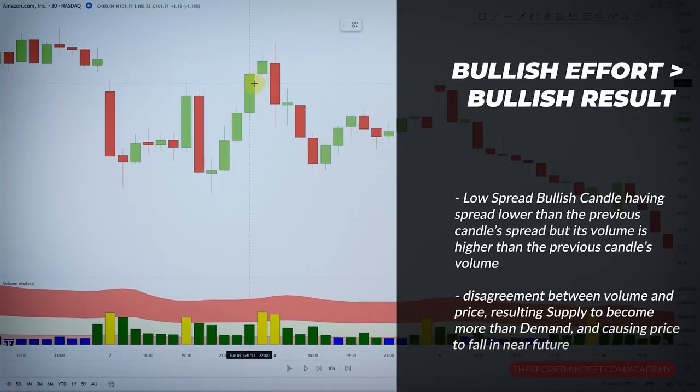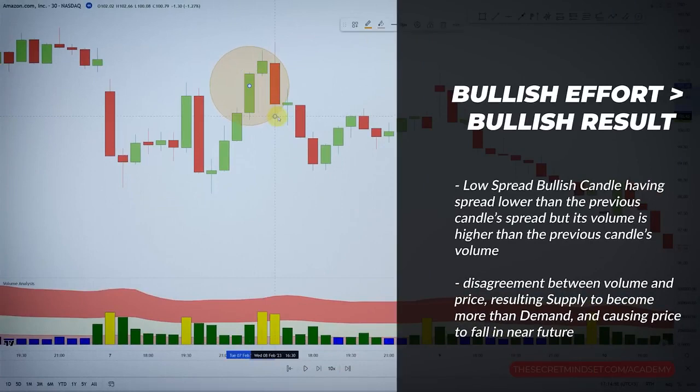Then we have the bullish effort higher than the bullish result. This is a low spread bullish candle, having spread lower than the previous candle's spread, but its volume is higher than the previous candle's volume. VSA suggests that if an effort has been made, then there must be a result. In this case, there's a disagreement between price and volume, resulting in supply becoming more than demand and causing price to fall in the near future.